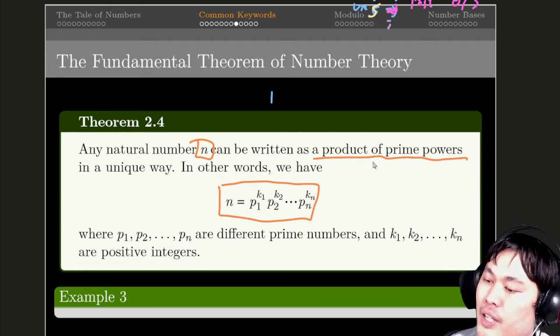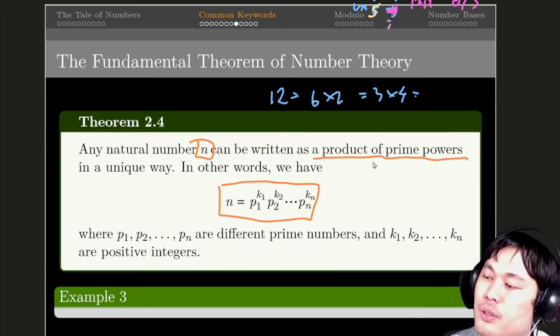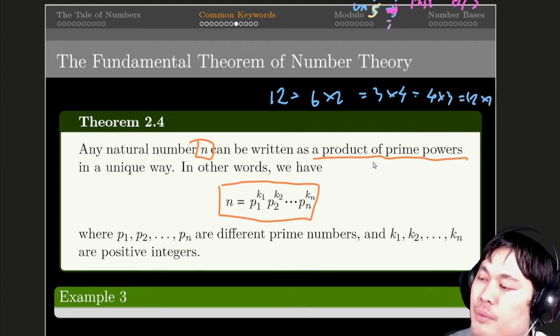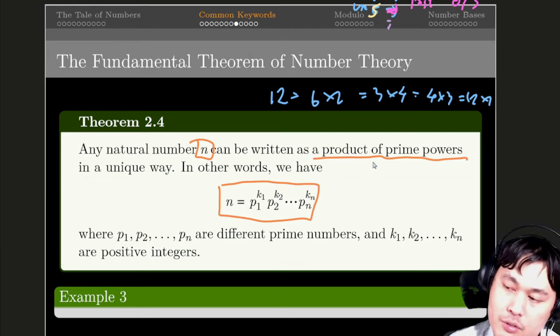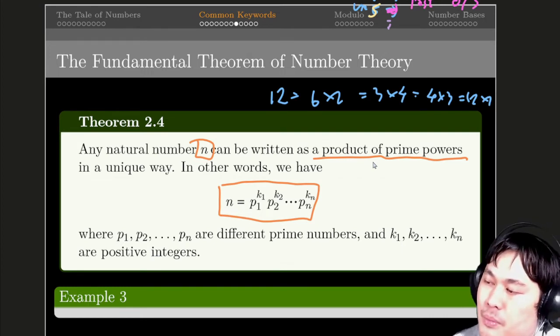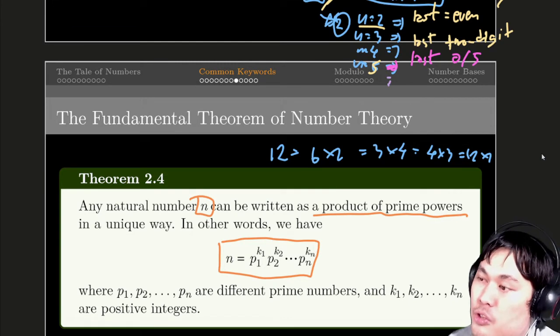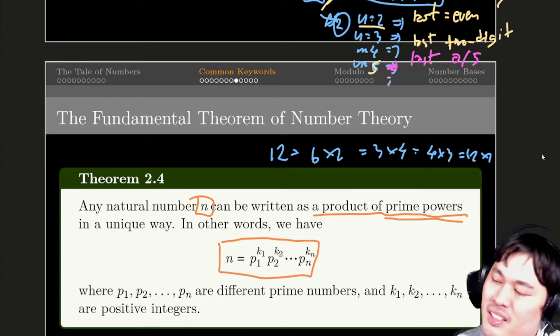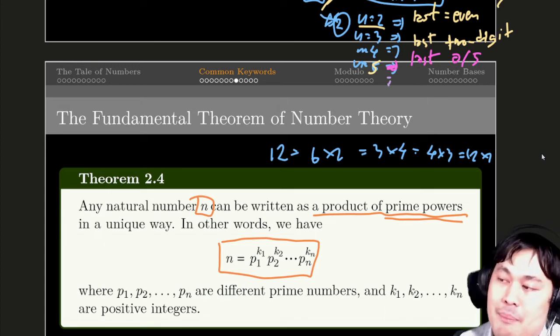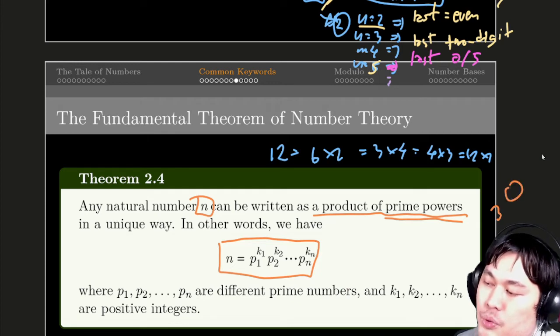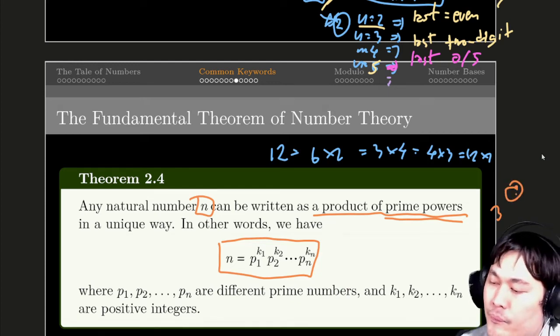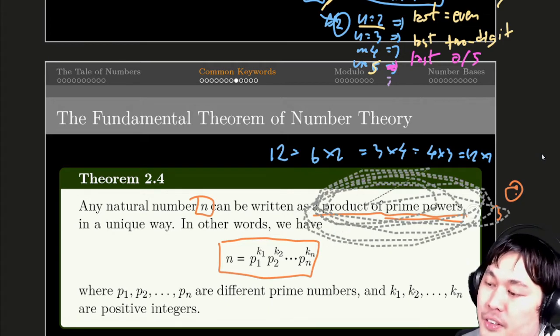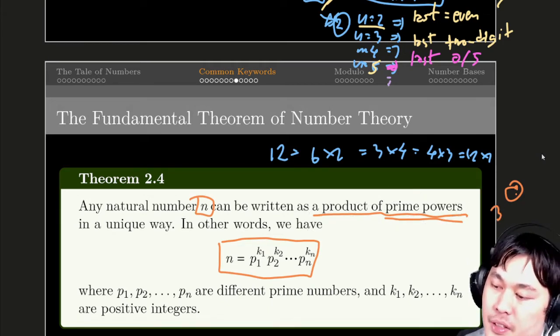If you want to write 12, you can write it as 6 times 2, or 3 times 4, or 4 times 3, or 12 times 1. There is more than one way to express 12 as a product of numbers. But to write it as a product of prime powers, not just numbers, those numbers have to be prime, and prime powers mean it's a prime to some power. If you enforce that requirement, then there's only one way to express any natural number.